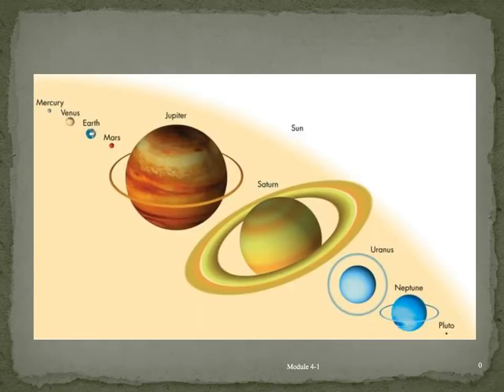This shows you a scale model of the different sizes of the planets. Notice the sun's surface is right here.